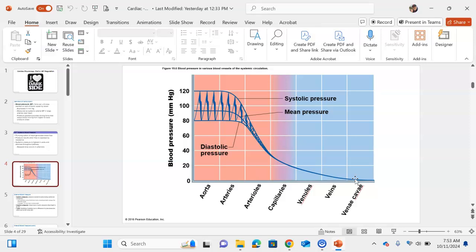Well, that's something that we're actually going to get to. But I wanted to show you this picture because, again, it shows how pressure changes through systemic circulation. And again, its pressure is highest right around the heart.